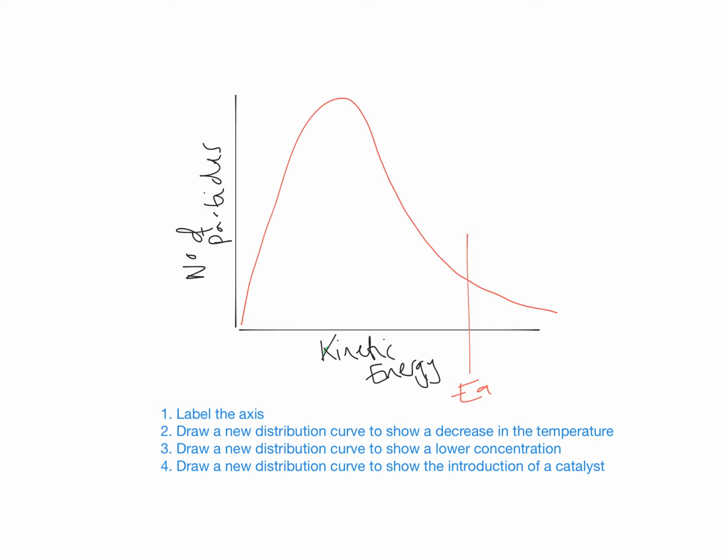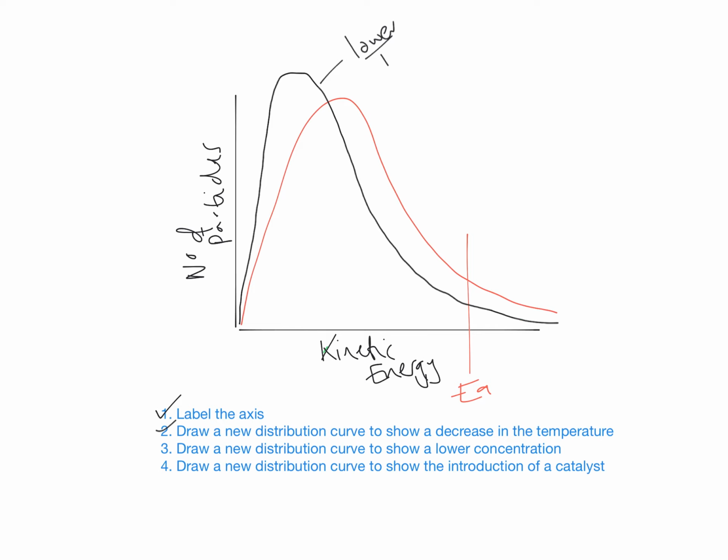So these are the labels that you should have used for point 1. A decrease in temperature should look like this. Remembering key features is that it always starts at 0, 0. It's going to be taller, so it shifts both to the left and up for a lower temperature. And the number of particles with the activation energy is lower.